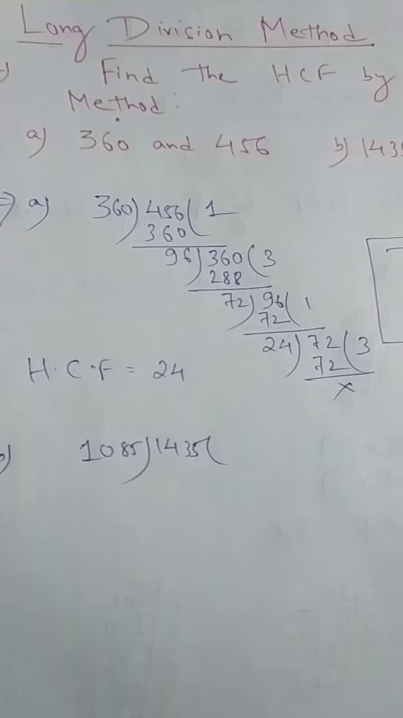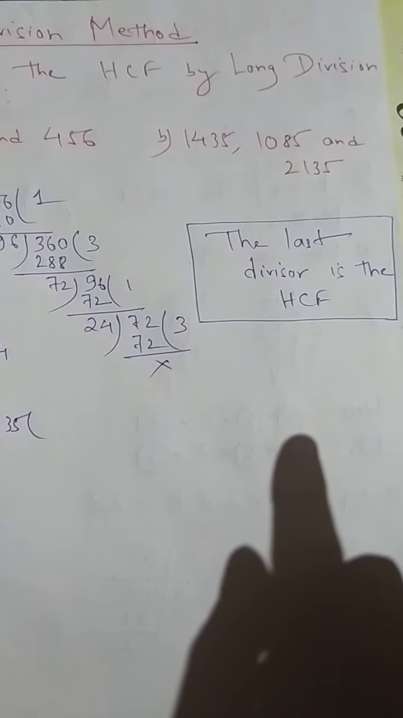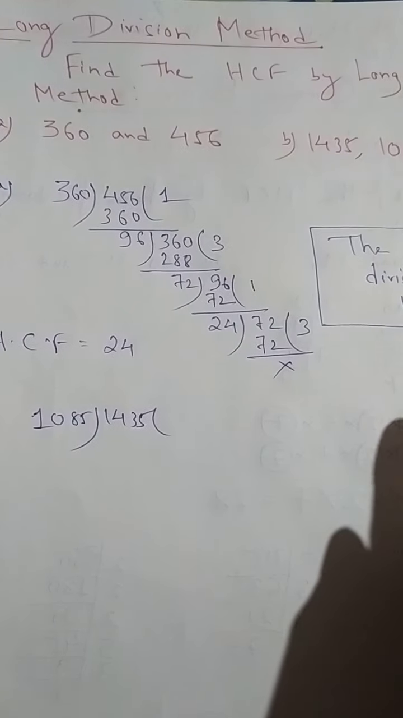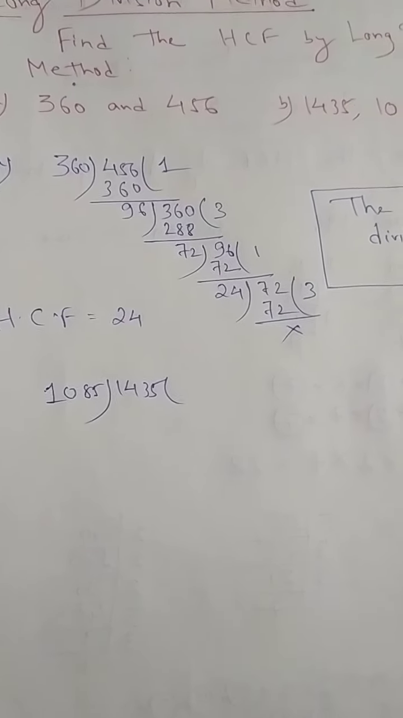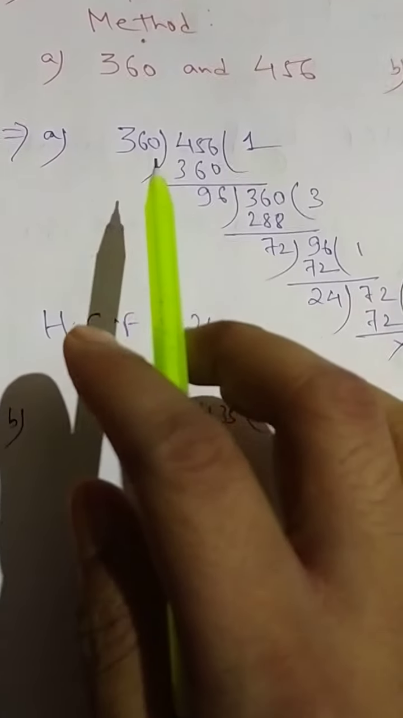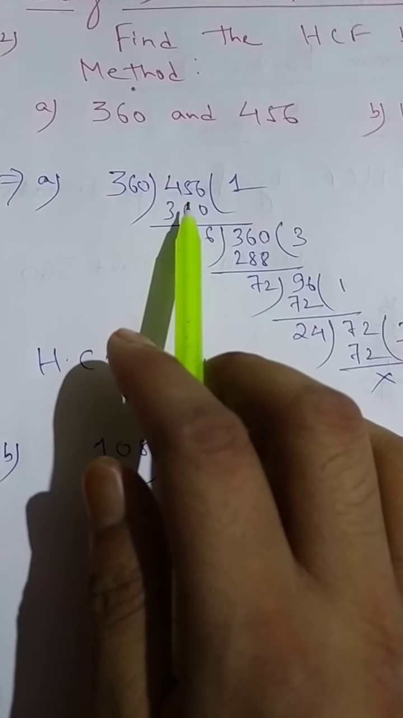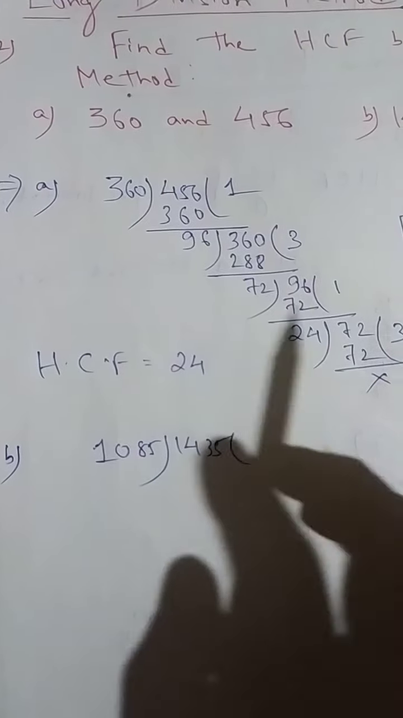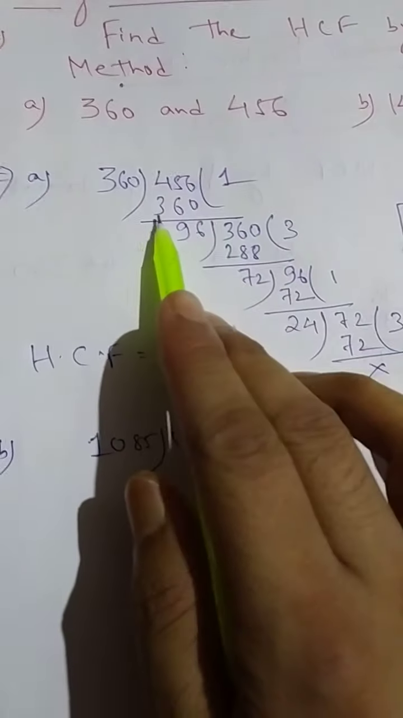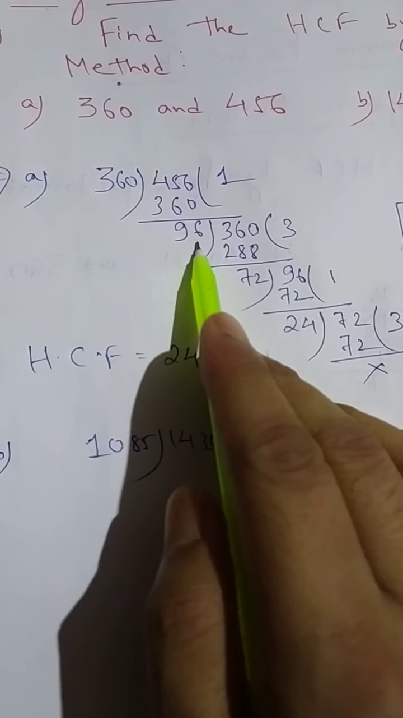Now what is the method? So first you can see the question. Find the HCF by long division method. So the first question is 360 and 456. One I have done here. Since the method is division method, you have to divide. First 360 and 456 I have written here. So first 1 time 360. After subtraction it is coming 96.